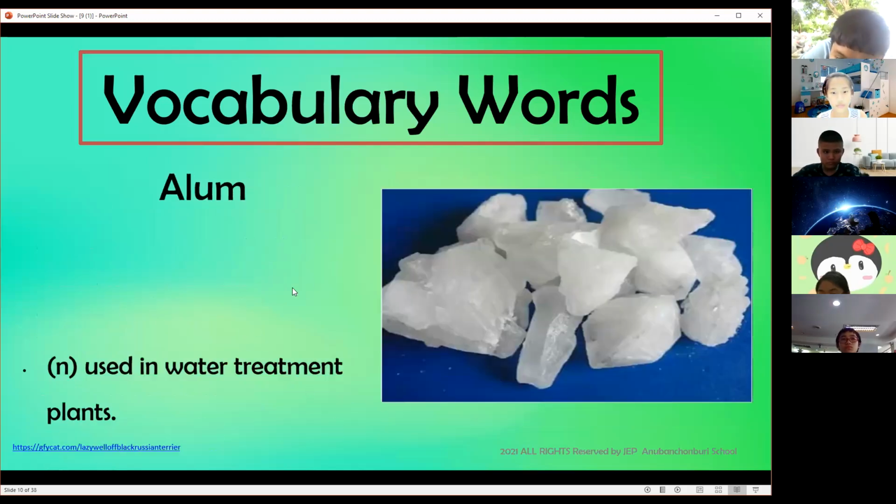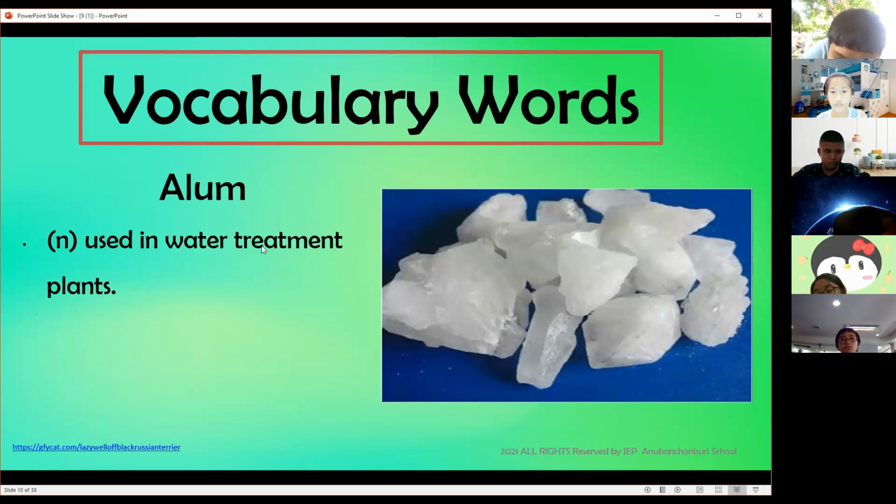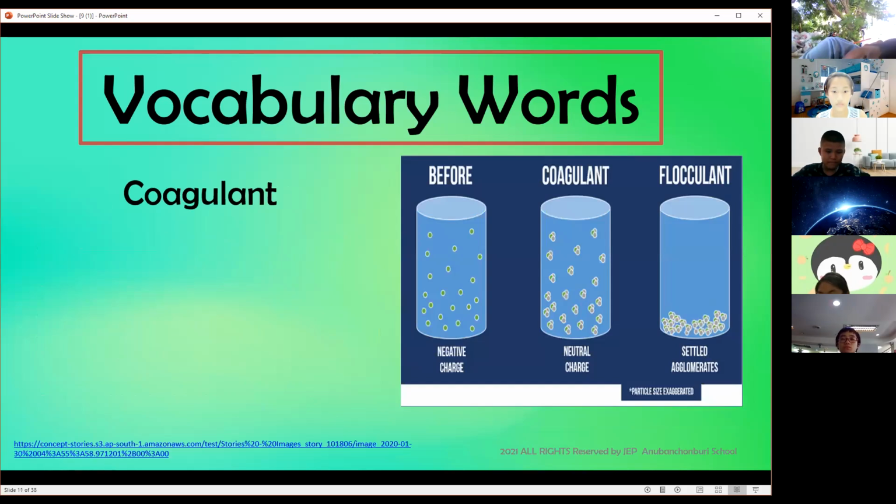This is the alum. It is used in water treatment plants. These are like ice. The complete name is aluminium sulfate. Okay, the alum.